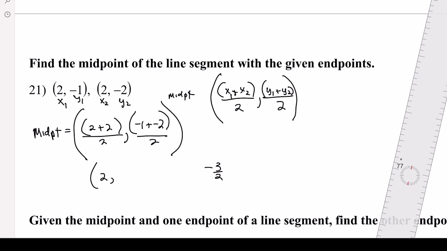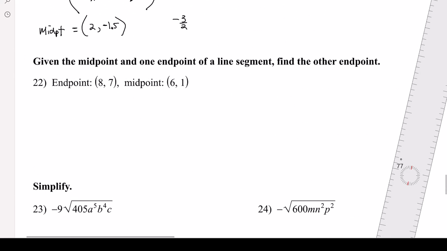If you use the divide button, you get negative 1.5, and I will accept either. But if we're plotting points, it's probably easier to use the negative 1.5. So typically on these tasks, putting in decimal form is great.